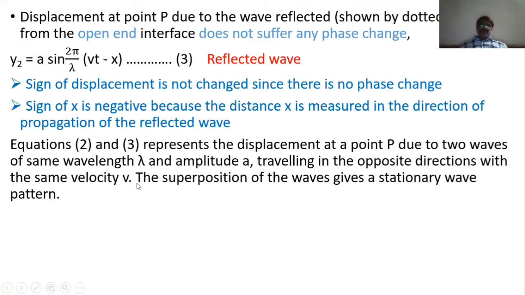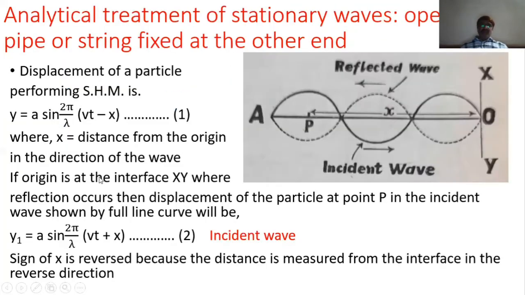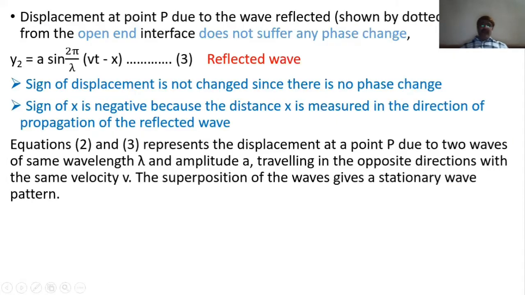Okay, so in this way equation 2, y1 equal to a sine 2 pi by lambda (vt plus x), is the incident wave, and equation 3, y2 equal to a sine 2 pi by lambda (vt minus x). These two equations will represent the incident wave and reflected wave displacement of the particle at point P due to the incident and reflected wave.